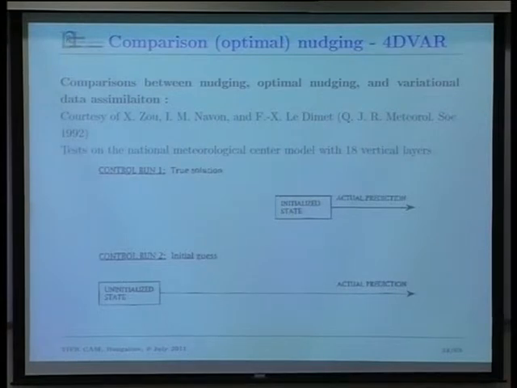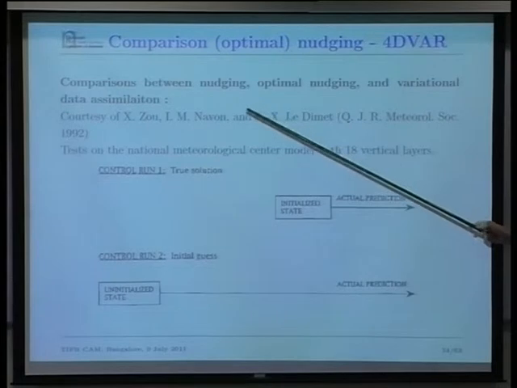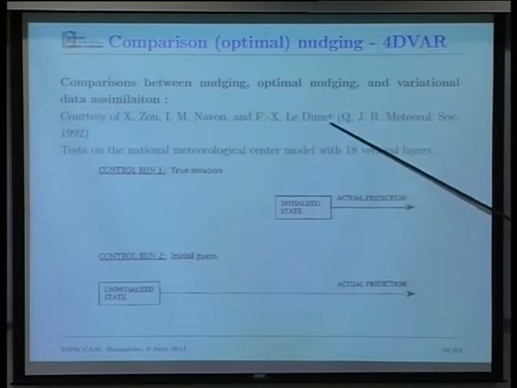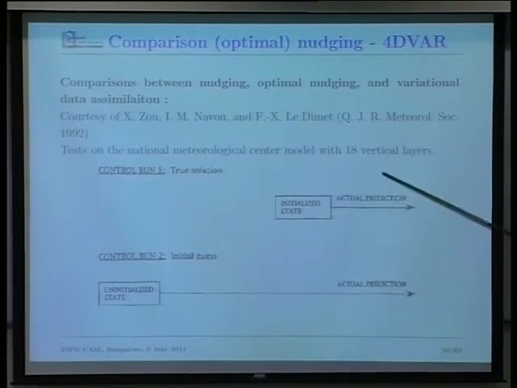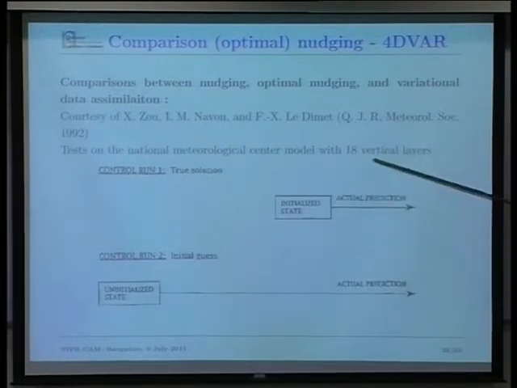So there was a first comparison between standard nudging, optimal nudging, and variational data assimilation in a paper of Lodimé and Neven in '92. The tests were made on the National Meteorological Center model with 18 vertical layers. So there are several runs.